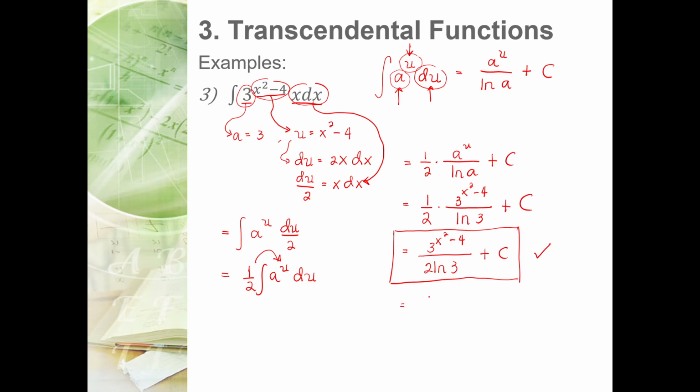So your answer may be, again in logarithmic functions, the coefficient of the log function is the exponent of the base. So this may be represented as ln 3 squared plus c, and then this becomes 3 raised to x squared minus 4 all over ln of 9 plus c. So you can also have this answer.